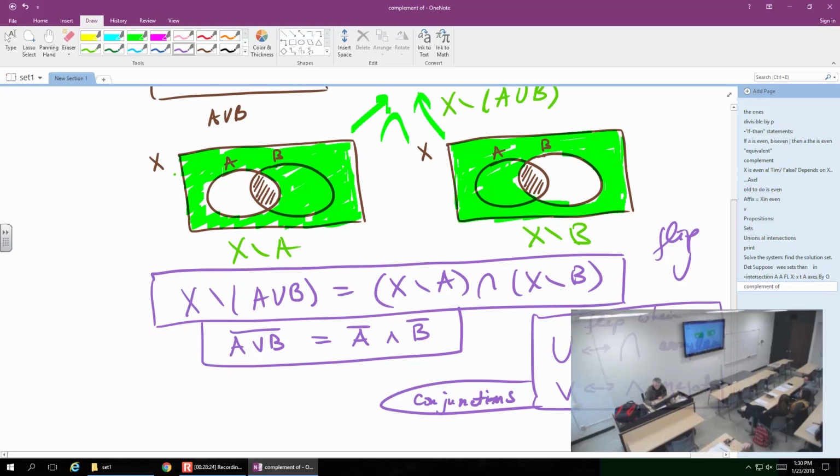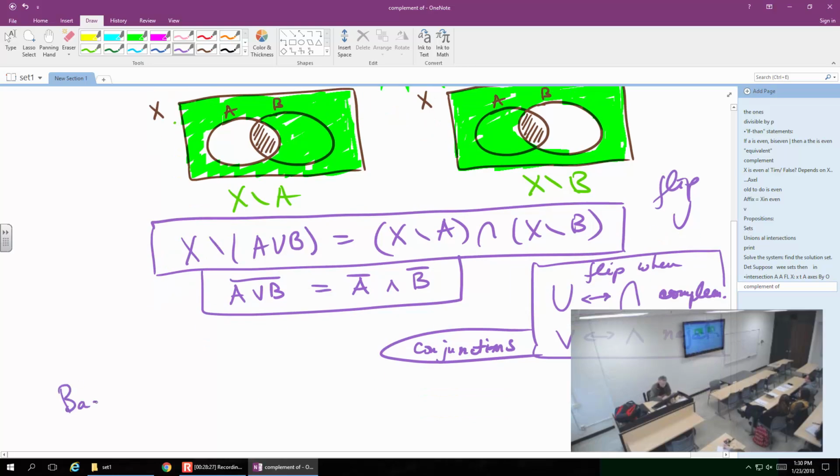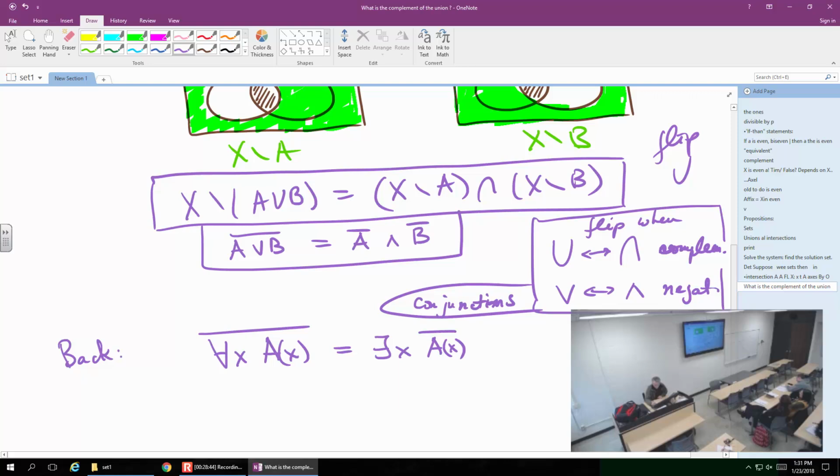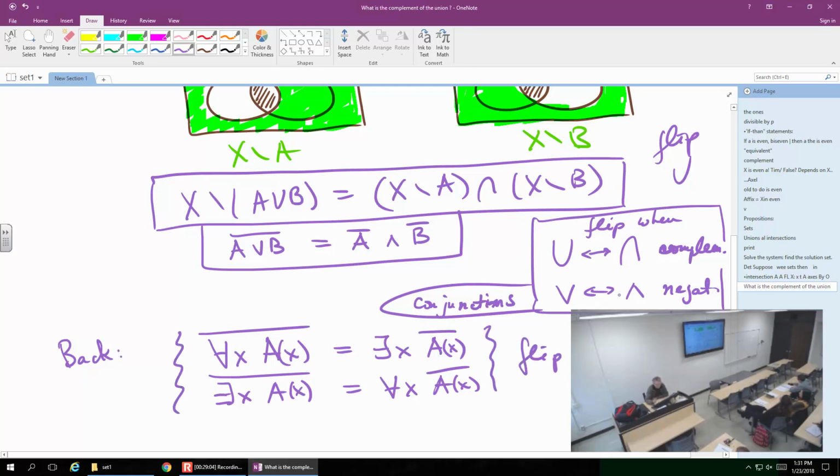Okay, remember that? So, a little bit back. For any x, A(x), if I negate this, it will be: there is an x which is a complement of A(x). And then vice versa. If I negate there is an x such that A(x) is true, then the complement is: for any x, A(x) is not true. Okay, so that's what we did. So once again, flip the quantifiers.